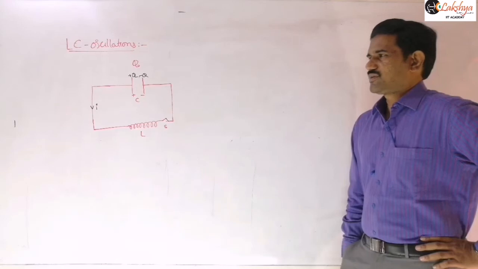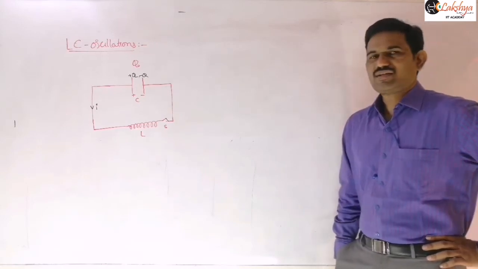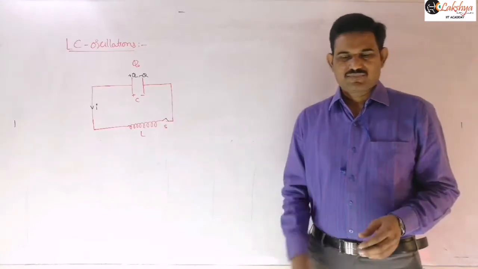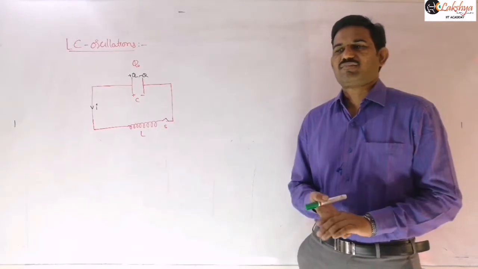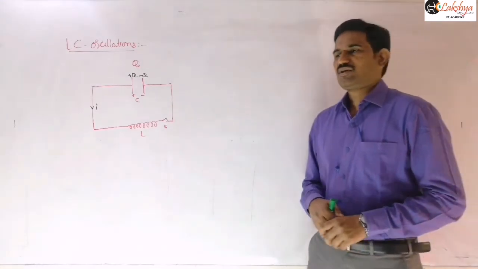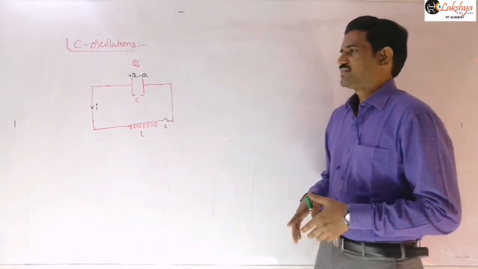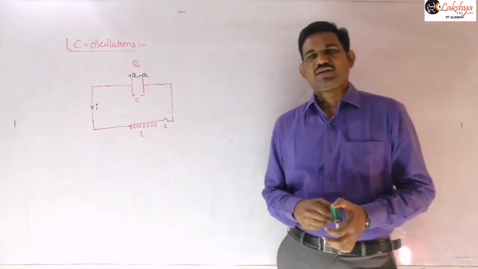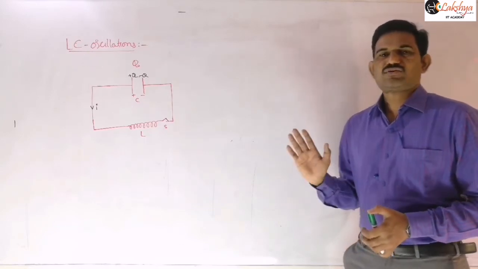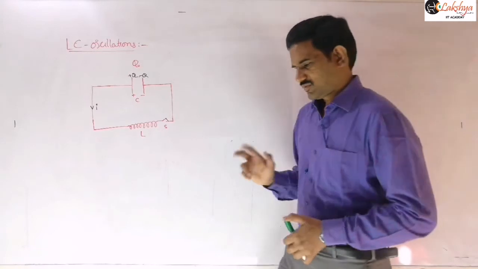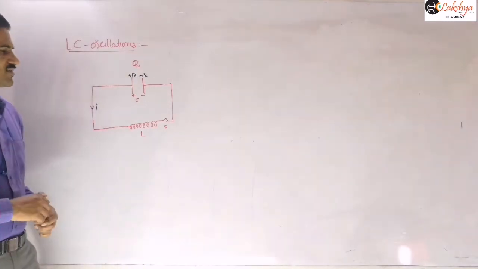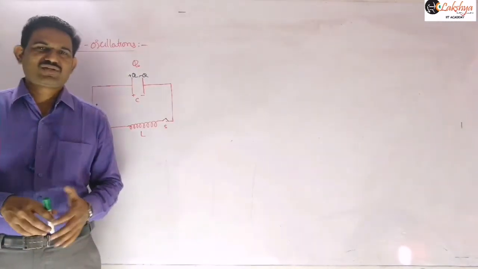During the discharging of the capacitor, let Q be the charge on the capacitor and I be the current through the inductor at any instant of time. Now you can solve this problem in two ways. We are going to derive an expression for the charge on the capacitor at any instant, and an expression for the current through the inductor at any instant. That is our aim here.